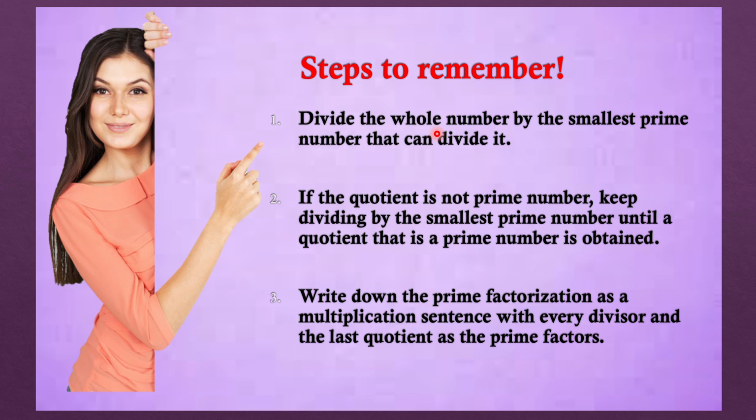Again, steps to remember. First, divide the whole number by the smallest prime number that can divide it. Second, if the quotient is not a prime number, keep dividing by the smallest prime number until a quotient that is a prime number is obtained. Third, write down the prime factorization as a multiplication sentence with every divisor and the last quotient as the prime factors.